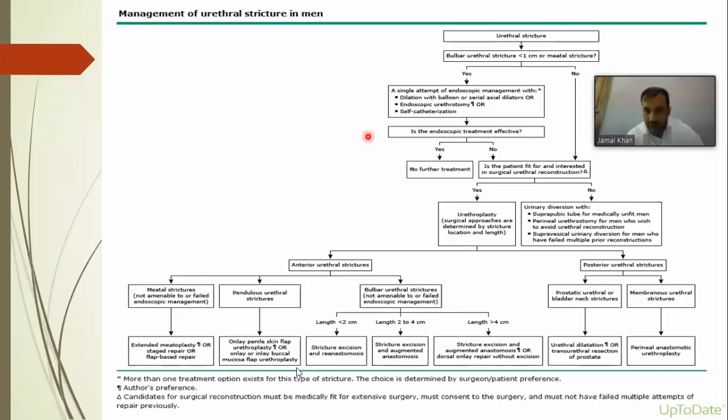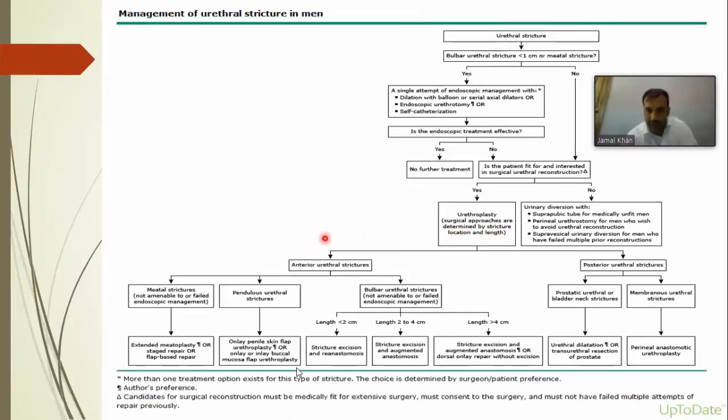Is the endoscopic treatment effective? If yes, no further treatment. If no, is the patient fit for and interested in surgical urethral reconstruction? If yes, urethroplasty. If no, urinary diversion with suprapubic tube for medically unfit men, perineal urethrostomy for men who wish to avoid urethral reconstruction, supravesical urinary diversion for men who have failed multiple urethral reconstructions. If yes, urethroplasty surgical approach is determined by stricture location and length.